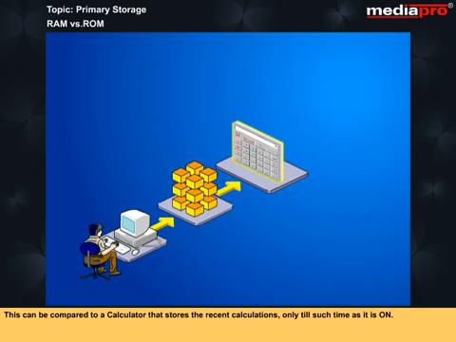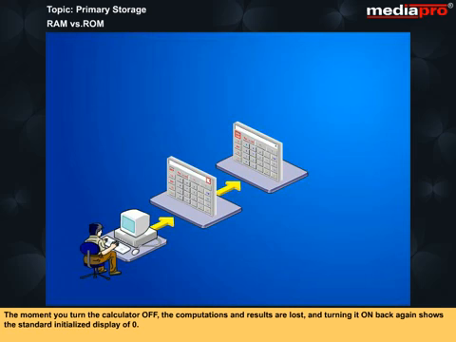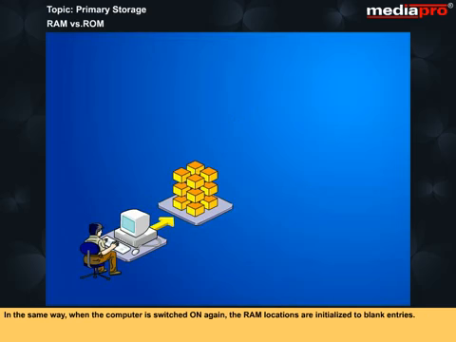This can be compared to a calculator that stores the recent calculations only till such time as it is on. The moment you turn the calculator off, the computations and results are lost, and turning it on back again shows the standard initialized display of 0. In the same way, when the computer is switched on again, the RAM locations are initialized to blank entries.